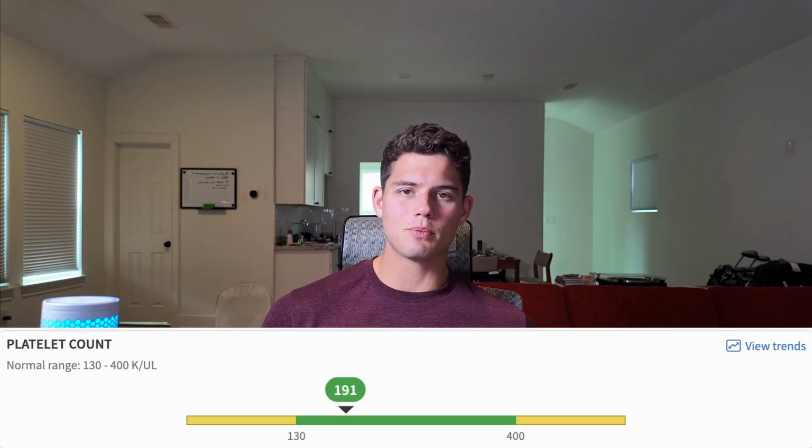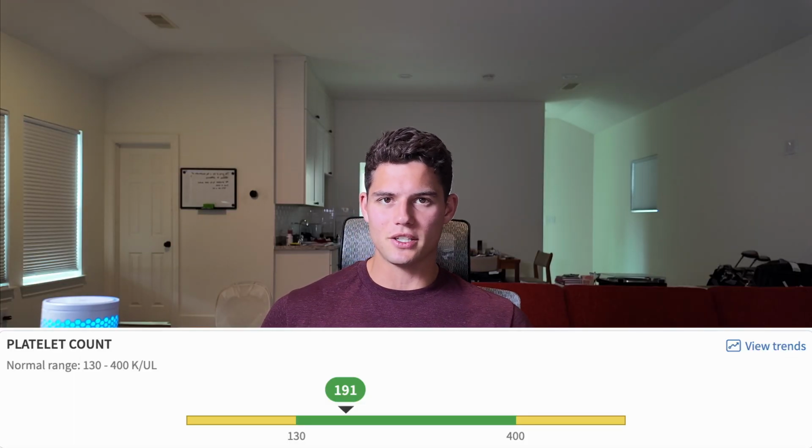So moving on to platelets. Platelets are an anucleate cell, meaning they don't have a nucleus, and they're actually fragments of a cell called a megakaryocyte. They're essentially just used to keep you from bleeding out. They adhere to damaged vessel walls and recruit clotting factors to stop bleeding.